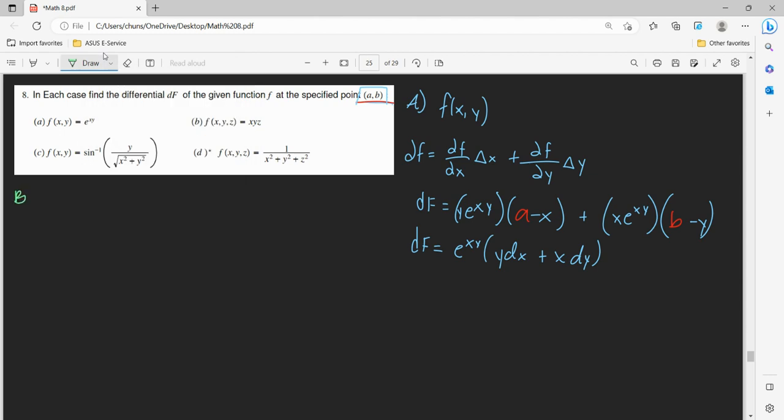Okay, and let's do b now. So this is df equal to yz dx plus xz dy plus our xy times dz. Okay, so that would be it for this question as well.